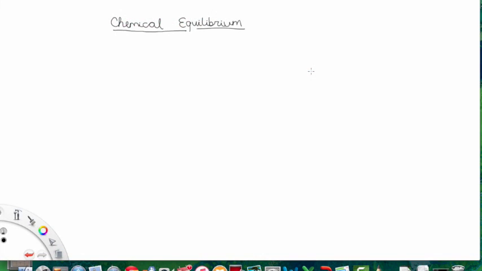So now we move on to the topic of chemical equilibrium. A reaction at equilibrium is written like this, where we go from reactants to products, with this arrow that goes forward and backwards. In this case, the concentration of the reactants and the concentration of the products do not change, so they remain the same.